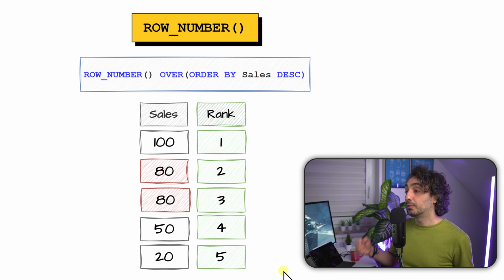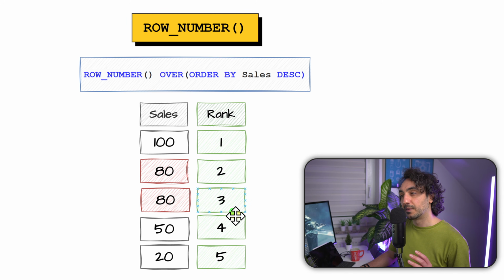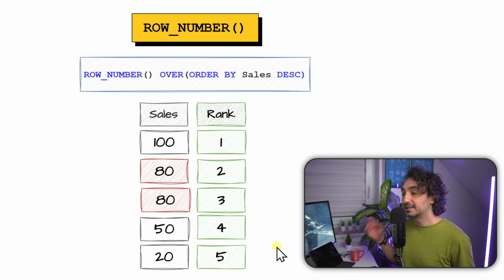So this is how the row number works in SQL. It generates unique ranks for each row. It does not handle the ties, and as well, it doesn't leave any gaps, so there is no skipping of ranking. So now let's go to SQL in order to have a few examples and use cases.